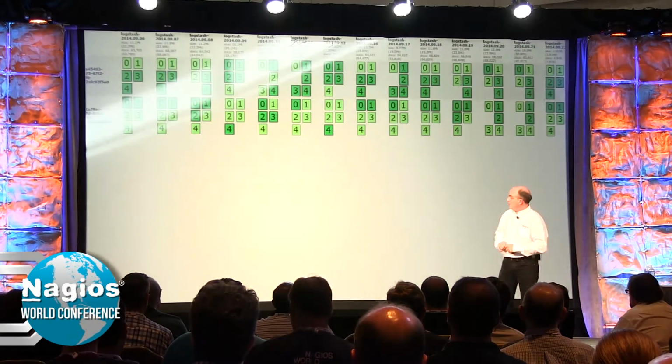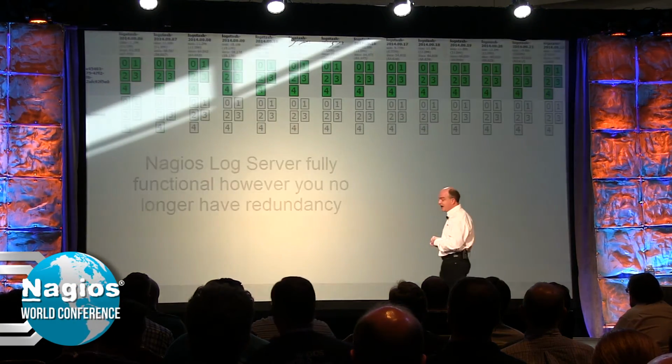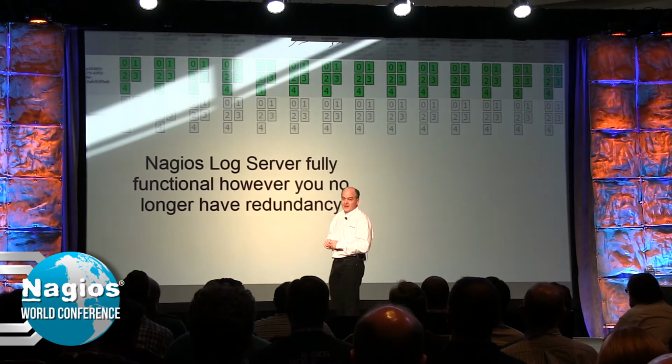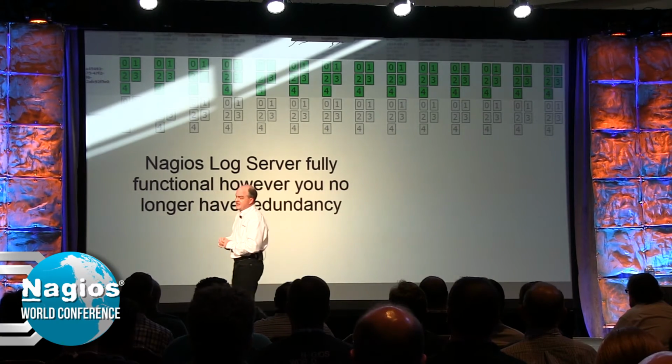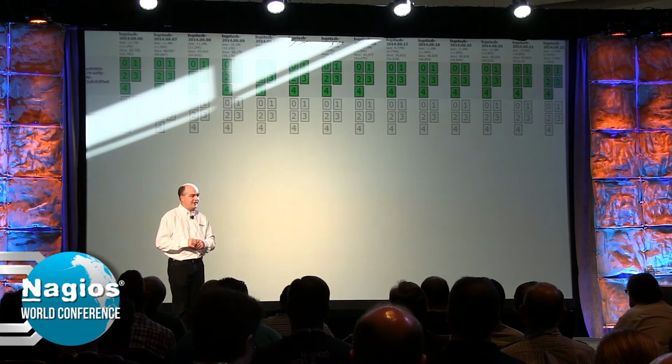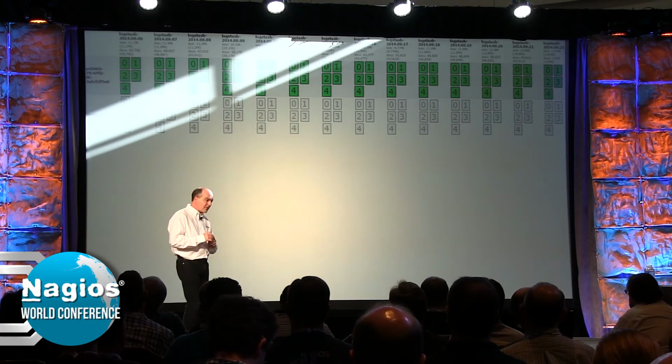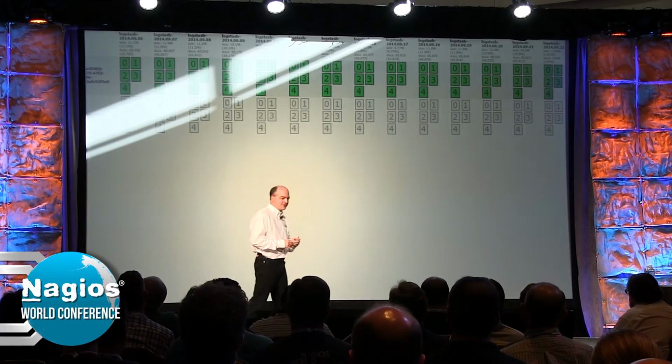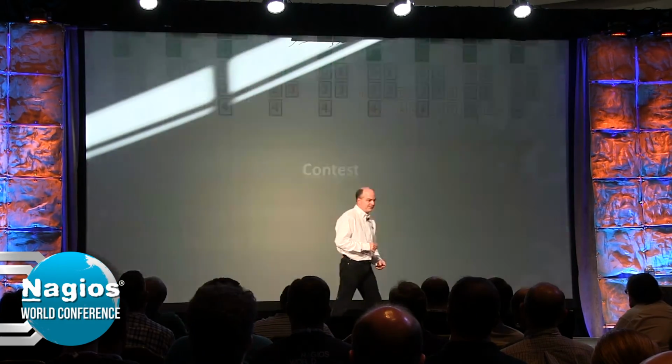So now we're getting to the point where the third machine fails, which is going to bring us back to where we were when we started. Nagios Log Server with one instance is still fully functional. However, you do not have the high availability and the backup. And hopefully, your Nagios monitoring solutions alerted you by this point.